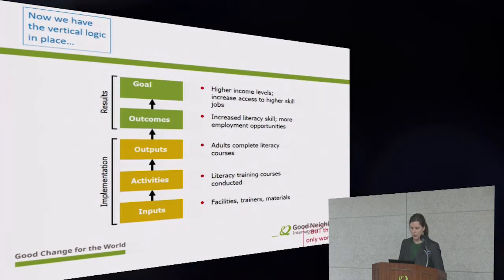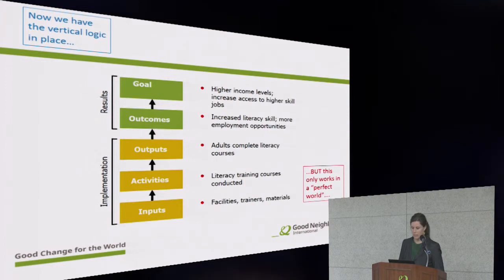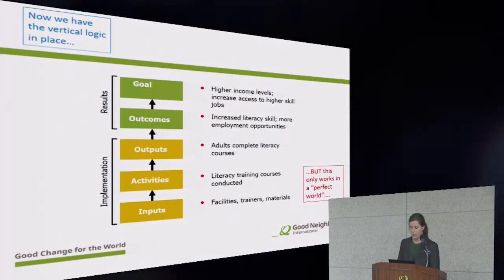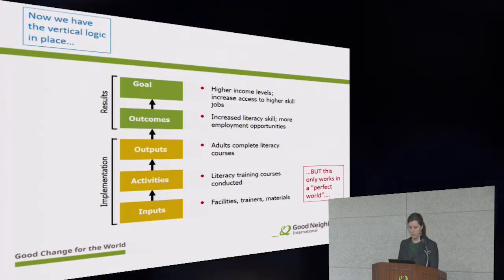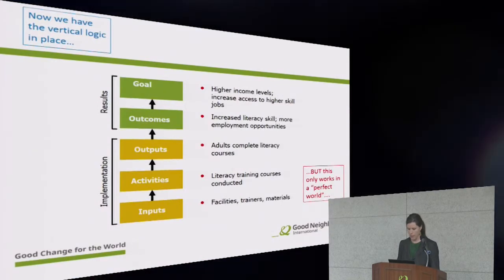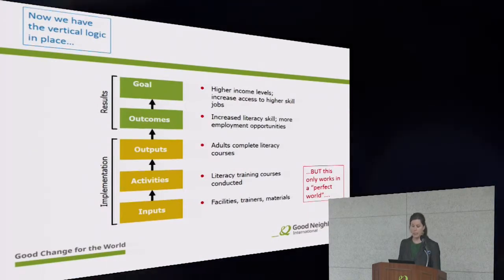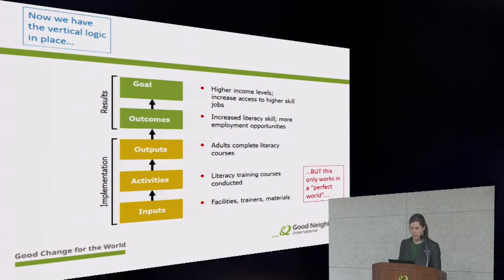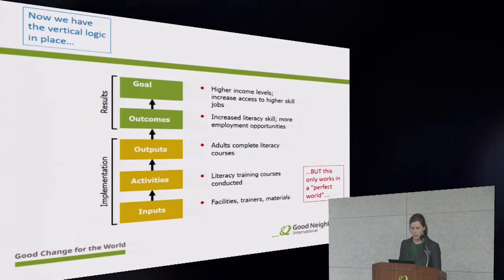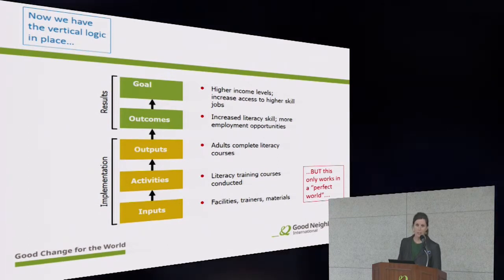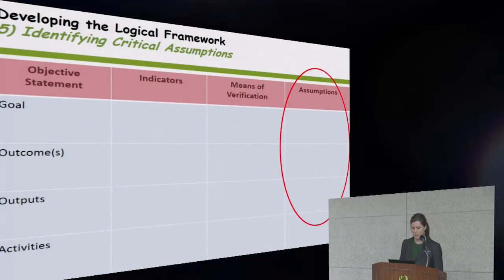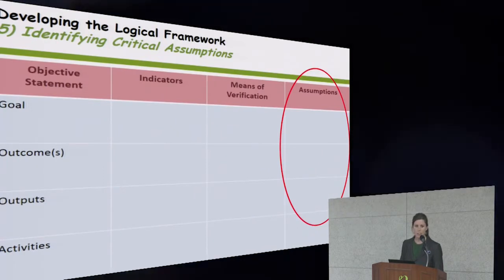But this only works in a perfect world where no other factors can affect the achievement of one level from the next. But in reality, the project alone cannot guarantee that objectives are going to be achieved. So external factors will begin to affect the project as soon as implementation begins, and these external factors need to be identified beforehand. So these external factors that could interfere with the project's logical results are called assumptions.